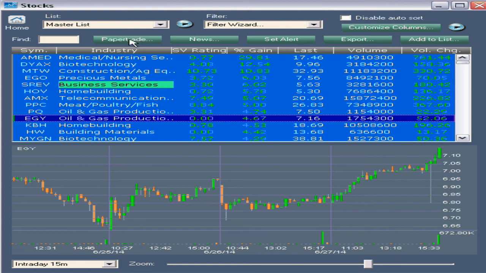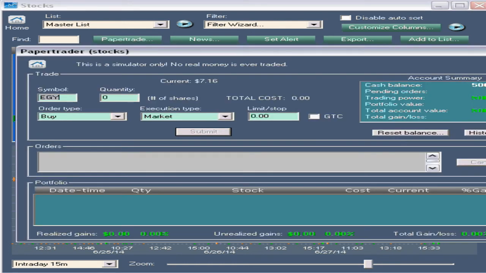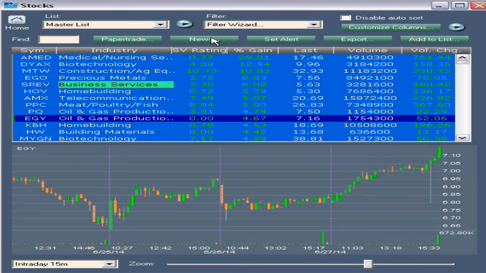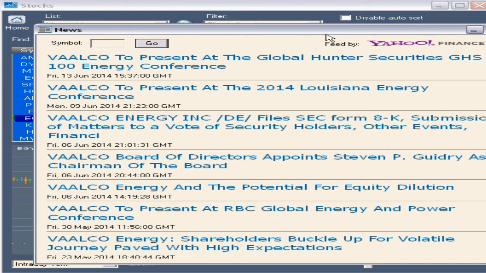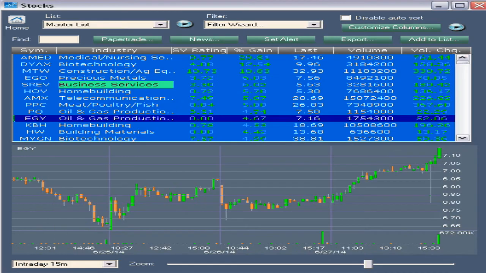If you want to trade something on the paper trader, you click paper trade. You want news, it'll give you instant news on the symbol you just selected, powered by Yahoo Finance. This is actually a lot more powerful than you might think.